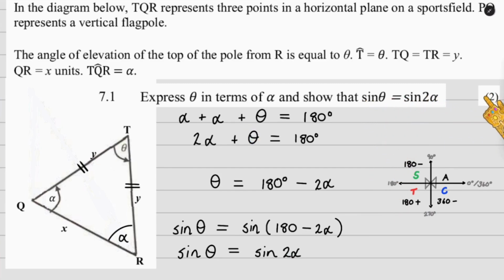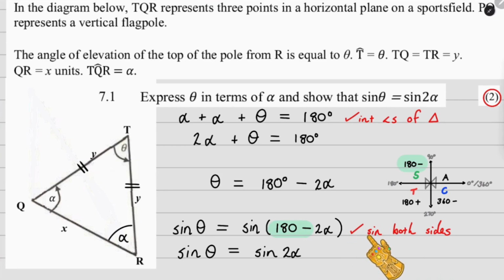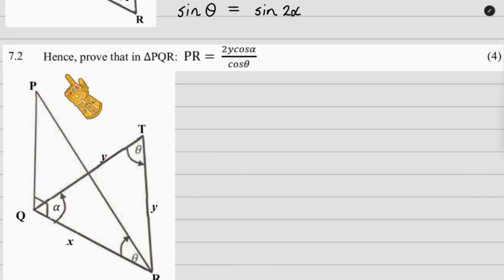Yes, you had to fight hard for these 2 marks. So this line over here, the sum of the angles inside of a triangle, gets you your first mark. And your second mark will come from introducing sine on both sides. You don't get a mark for this because they gave that to you. And 7.2 says hence. When I see this word hence, you've got to look at your last answer. They're telling you to use it to help you.